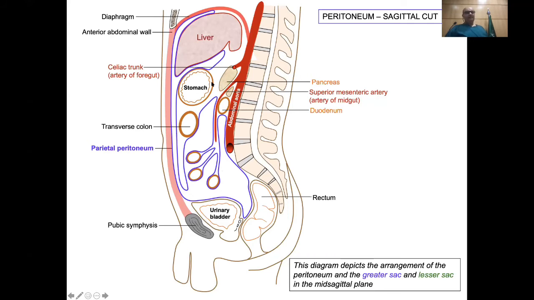Now look at it. Something is going away from my stomach. Should we call it mesentery? Should we call it ligament? What should we call it? Omentum. Excellent. You guys are smart, mashallah. So let's label it. Then life will become easy.